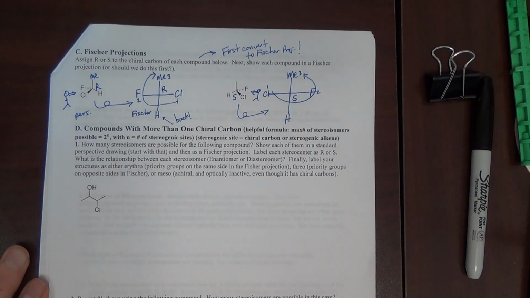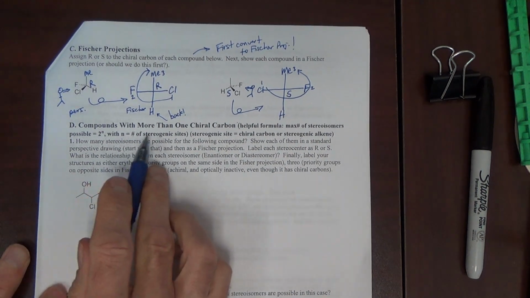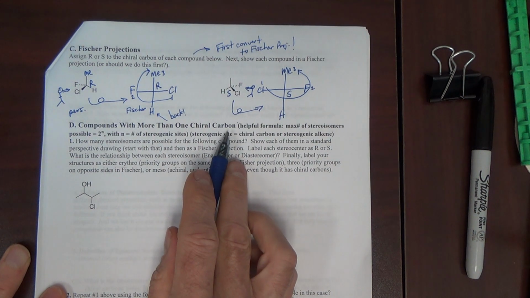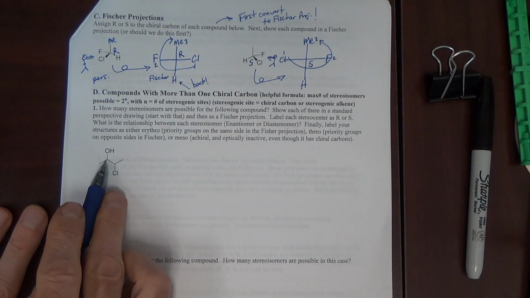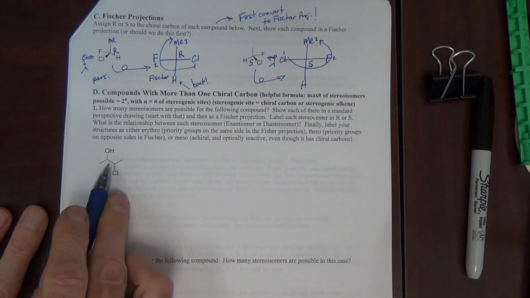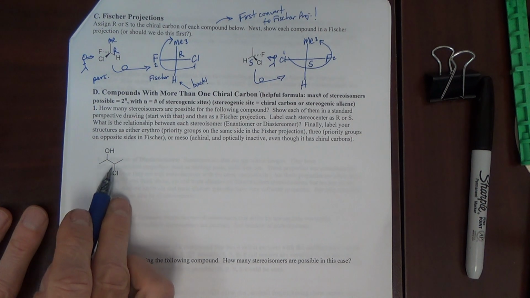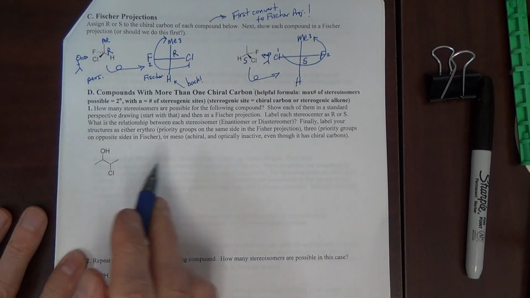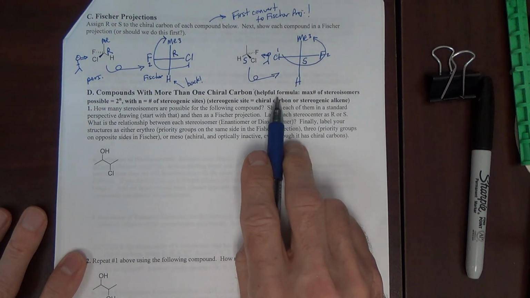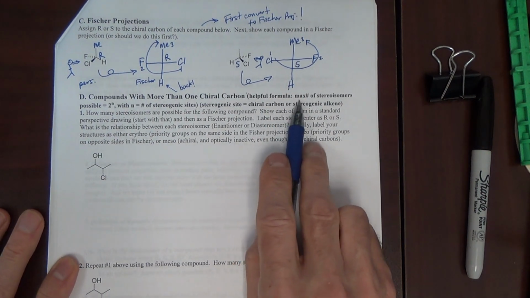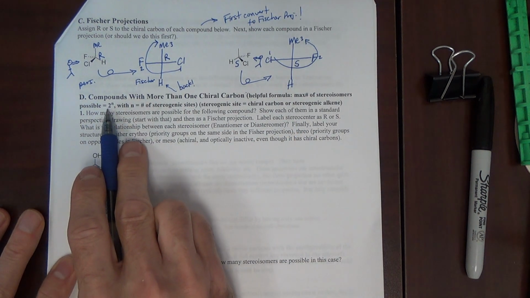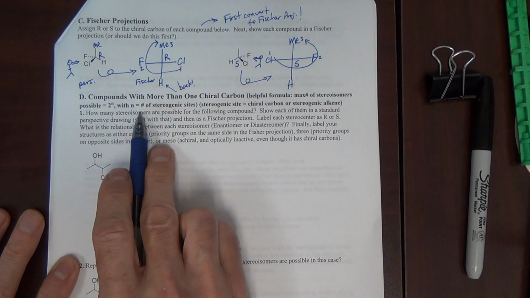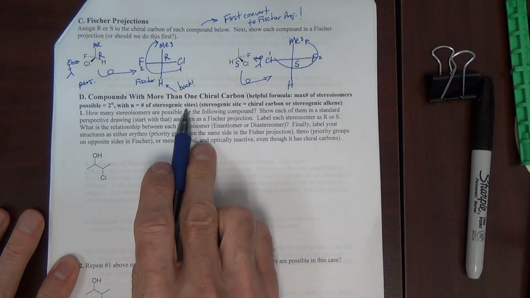Okay, let's move to D. Compounds with more than one chiral carbon. Such as here, and we have 2 chiral carbons, the second and third carbons. First off, a very helpful formula. The maximum number of stereoisomers possible for a compound is equal to 2 to the nth power, where n is the number of stereogenic sites in the molecule.